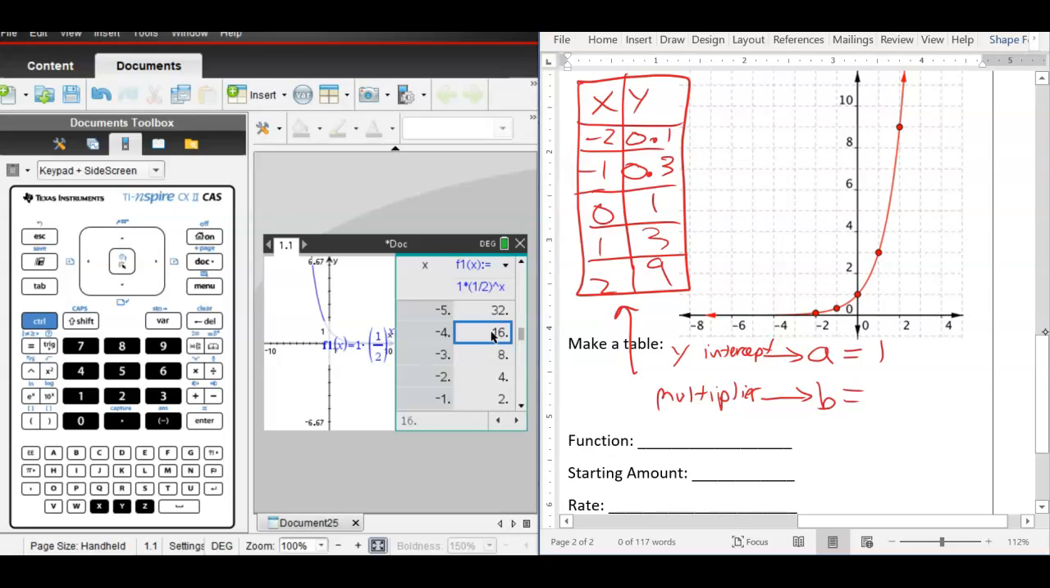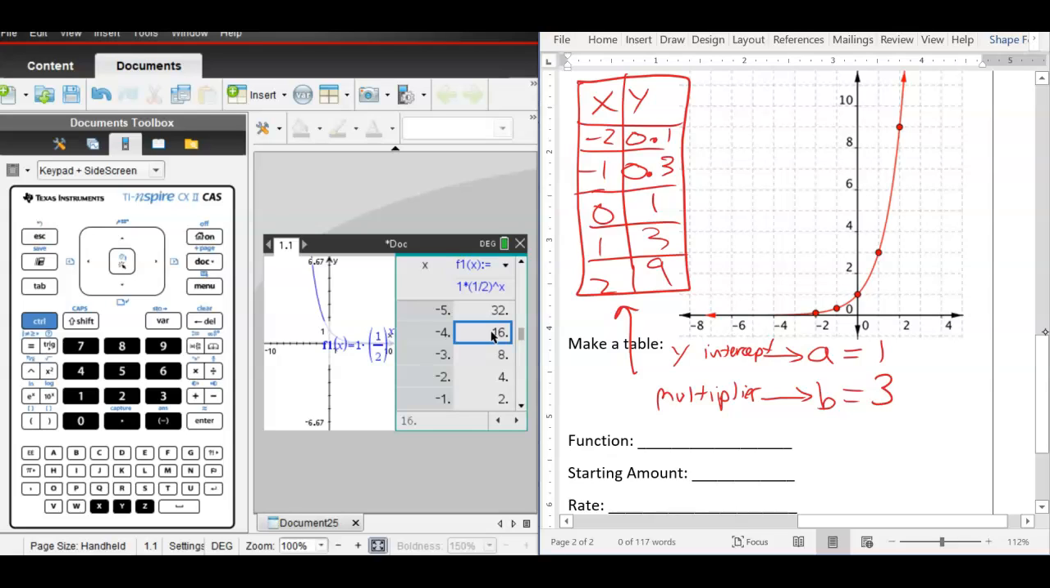So like let's start right here. From here to here to here, what are they multiplying by each time? 1 times 3 is 3. 3 times 3 is 9. So the multiplier, the B value, is going to be 3. Okay? That's my rate of exponential growth. That's my B value.